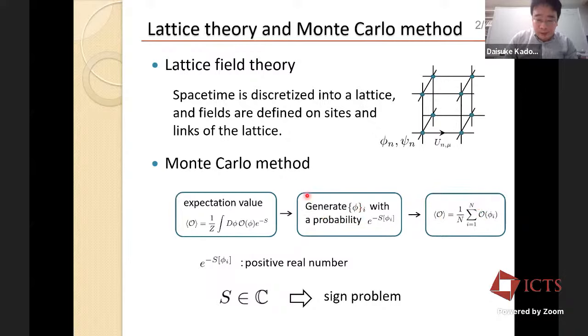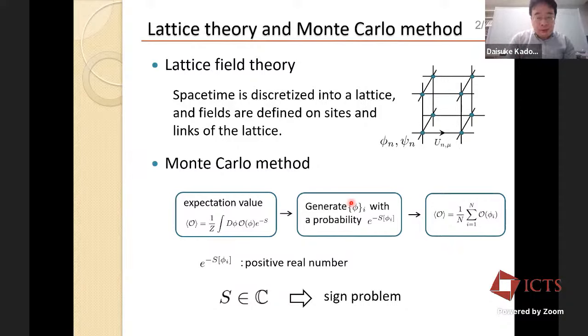In this method, the action should be a positive real number because it's used as a probability that generates configurations. Actually, the action of QCD is a positive real number. So the Monte Carlo method effectively works for zero density QCD.